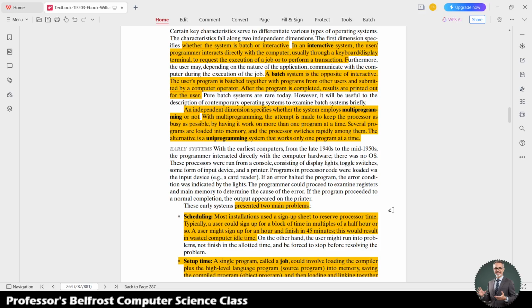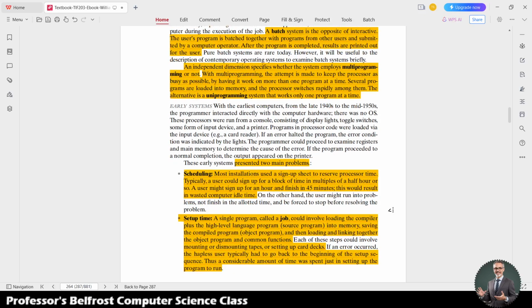The second dimension specifies whether the system implies multi-programming or not. With multi-programming, the attempt is made to keep the processor as busy as possible by having it work on more than one program at a time, and it actively switches rapidly between them. Whereas for uni-programming, they work on only one program at a time.